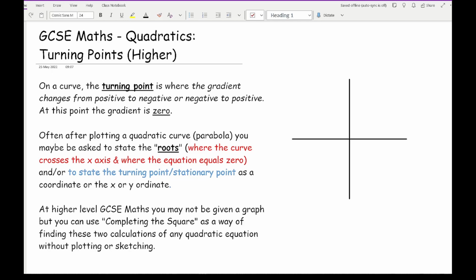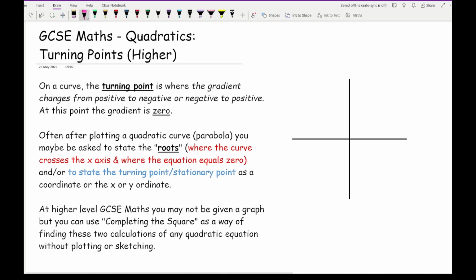Now, at higher GCSE level maths, you may not be given a graph, but you can use completing the square as a way of finding these two calculations of any quadratic equation without plotting or sketching. Now, if you are given a sketch or asked to sketch a quadratic equation, you will end up with what we have called a parabola.